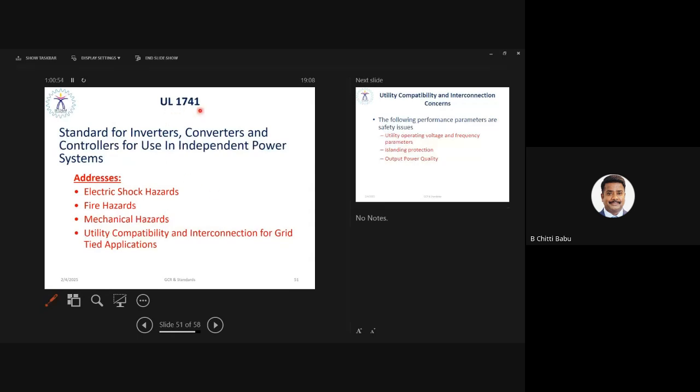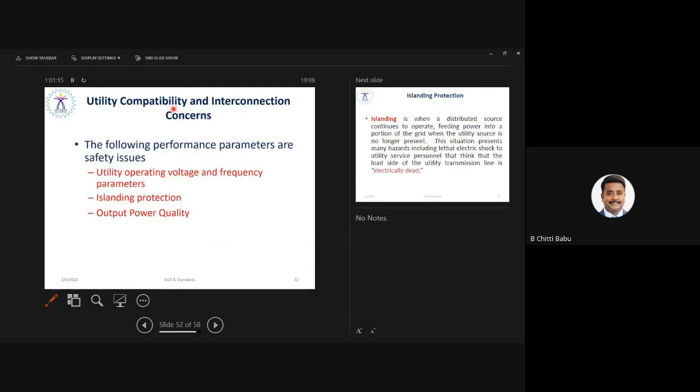This is UL 1741. It is the standard for the inverters, converters, and controllers for use in independent power systems, right? Especially for renewable power generation systems, and it addresses the electric shock hazard, fire hazard, safety mechanical hazard, and the utility compatibility interconnection for grid-tied applications. It is well articulated in UL 1741. And of course, the utility compatibility interconnection concern is mainly about the utility operating voltage and frequency parameters, islanding detection, and output power quality as well.